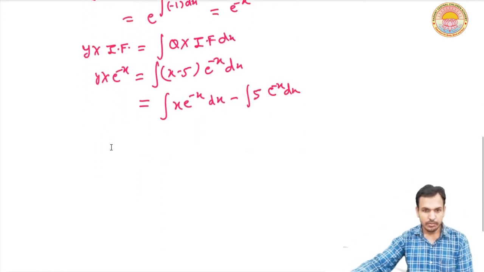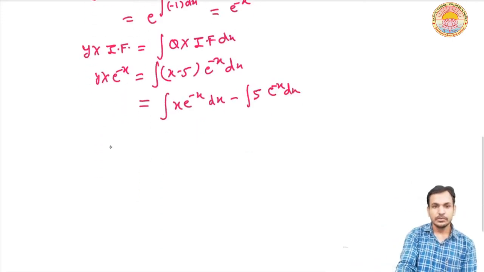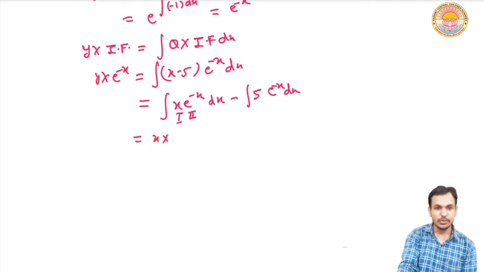Now when we use by parts here, the first function will be x and the second function will be e raised to the power minus x, because x is an algebraic function and e raised to the power minus x is an exponential function. So we integrate: first function x into integration of the second function, integration of e raised to the power minus x is minus e raised to the power minus x, minus integral of derivative of the first function. Derivative of x is 1, into integration of the second function e raised to the power minus x, which is minus e raised to the power minus x.